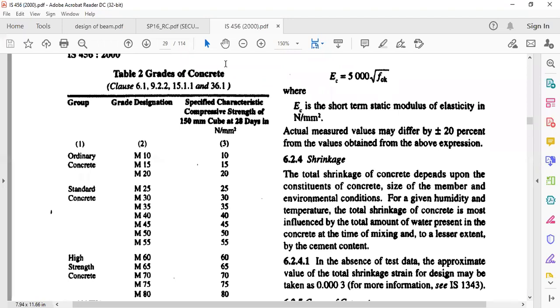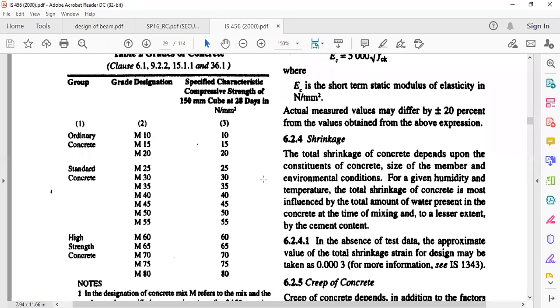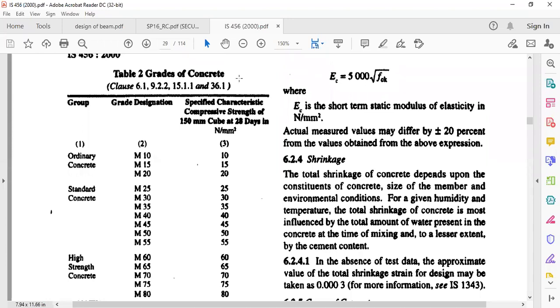Grades of concrete. That is table number 2. This one you can see is a group. Then the grade designation and specified characteristic compressive strength of 150 mm cube at 28 days in Newton per mm square. Ordinary concrete: if you are using M10, 15, and 20, then it is called ordinary concrete. Most of the time, we see the ordinary concrete itself.